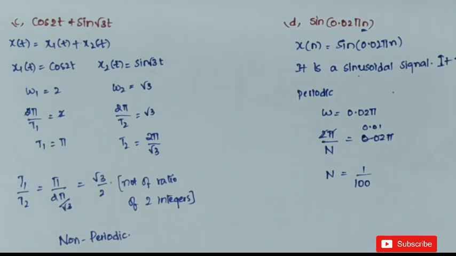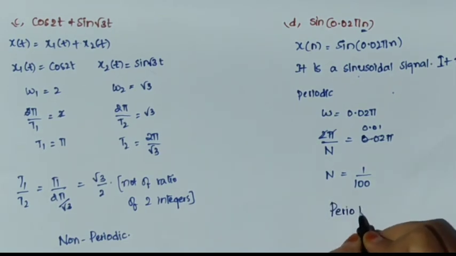Once again I will tell this. It is a discrete time signal since it is given as sine of 0.02 pi n. x of n is equal to sine of 0.02 pi n. It is a sinusoidal signal, so it is periodic. Compare it with sine omega n. Omega is equal to 0.02 pi. For a continuous time signal, omega is equal to 2 pi by capital T, and for a discrete time signal, omega is equal to 2 pi by capital N. 2 pi by capital N is equal to 0.02 pi. Then N is equal to 1 by 100. This is the ratio of two integers, so the signal is periodic and the period is 1 by 100.